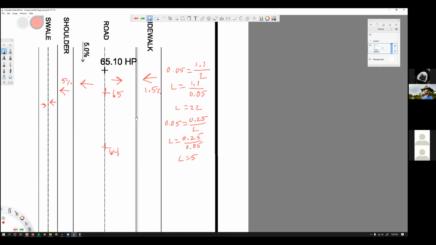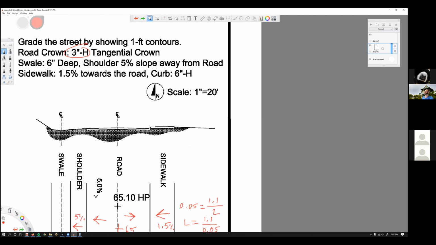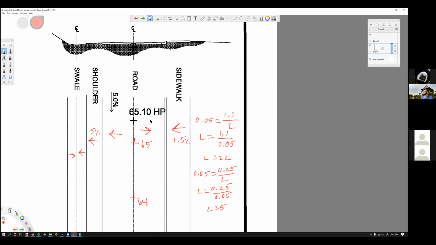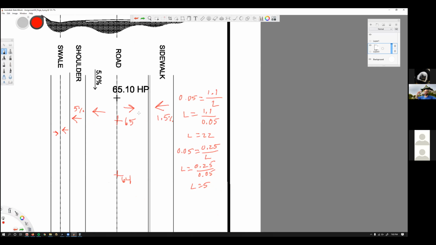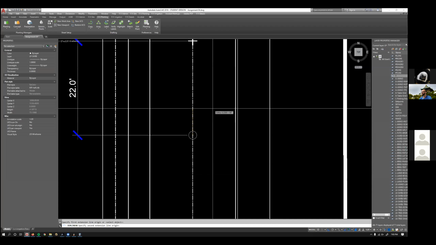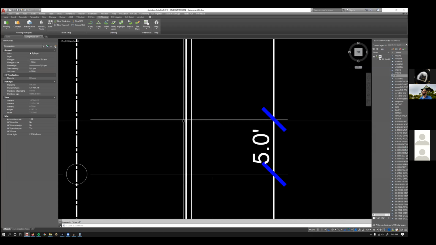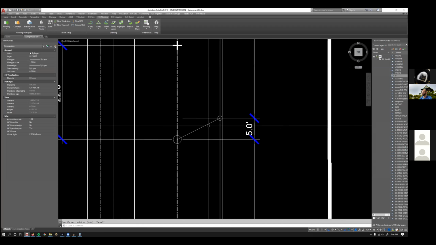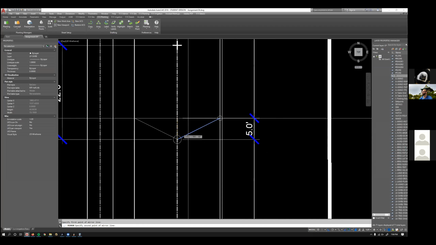And the shape of this crown is a tangential crown, which means same thing as the parabolic crown. It's just higher in the center. Instead of being round, it's tangential. It's a straight line. So you're just going to go to your paper now, measure 5 feet up, and draw your next point right here, and put a straight line between those 2 points. Do the same thing on the other side.